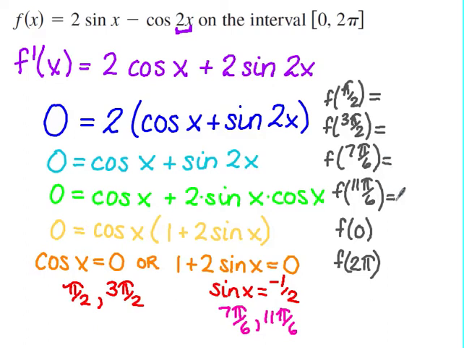F of 0 is -1. F of 0 is -1. So it's 2 pi. 2 pi is also -1.